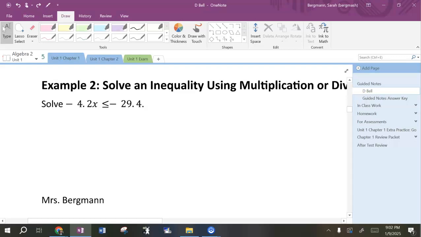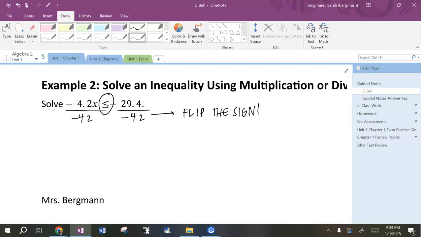This time we have to use multiplying or dividing because we have 4.2 multiplied by x. Since it's a negative, we're going to divide out negative 4.2, and since it's a negative, we have to remember to flip the sign. Anytime you multiply or divide both sides by a negative, you have to remember to flip the sign. Even I forget this if I don't circle the sign right away. So I might recommend circle that sign right away as soon as you divide both sides by a negative. So we're going to go x is greater than or equal to because we're flipping it.